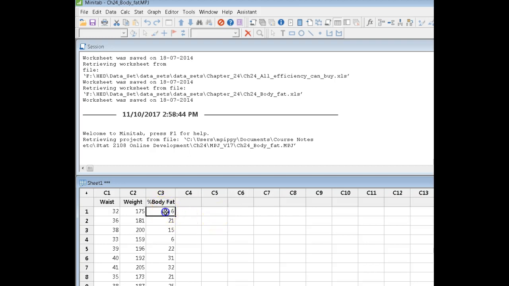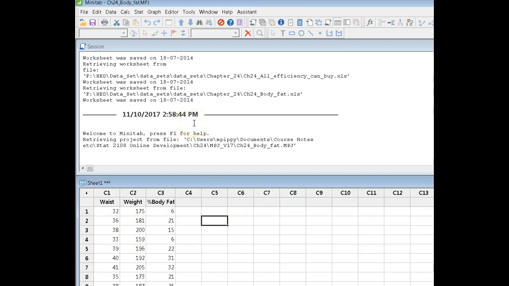We have a set of data here, the body fat data. We've got the percent body fat in column C3, and we have the weight and the waist size of these individuals. If I scroll down, I can see that in this data set there were 20 men, and this was just about men. So, the percent body fat and their waist measurement in inches. The example in your notes doesn't talk about weight, so we're going to leave that.